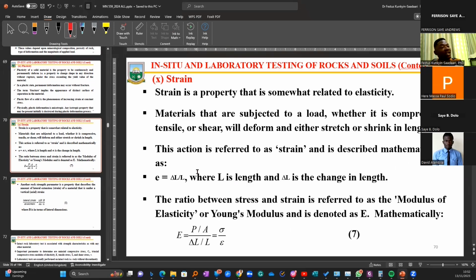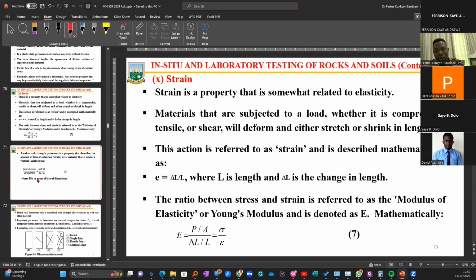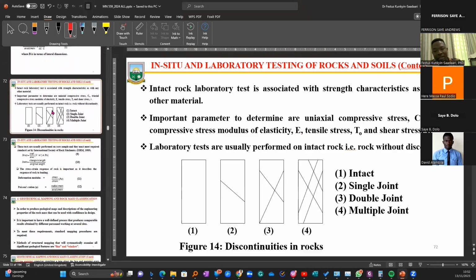It goes with that of the elasticity. You can't talk about the elasticity of the rock without mentioning the deformation that will come along with it, which is the strain. So now, we want to have a look at in situ and laboratory testing of rock.